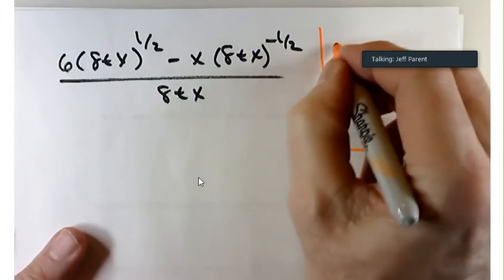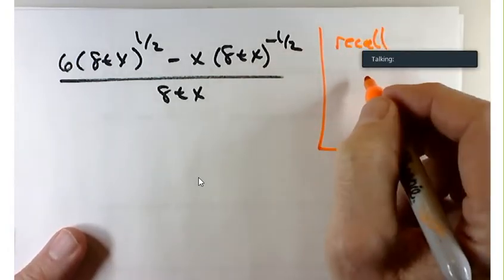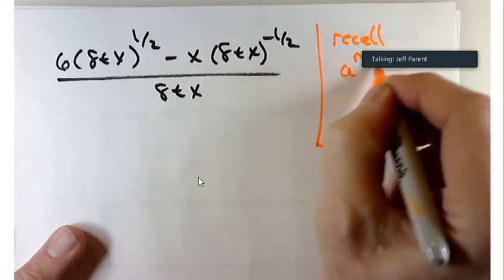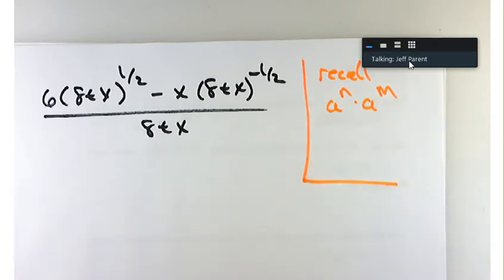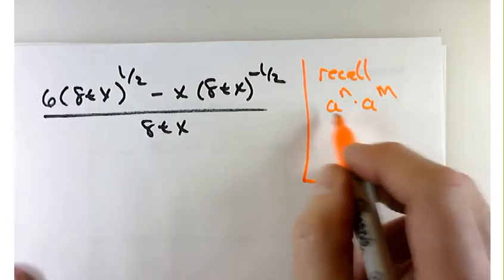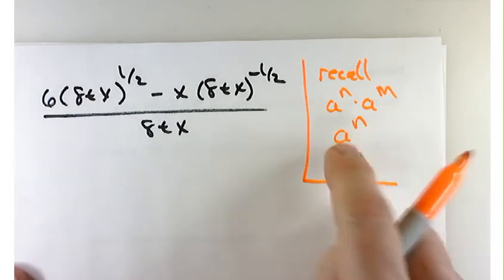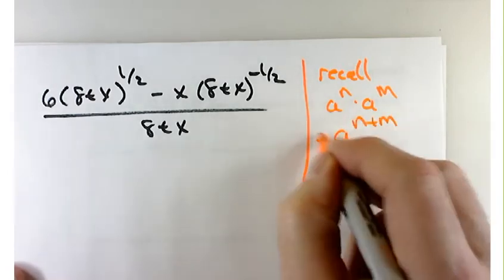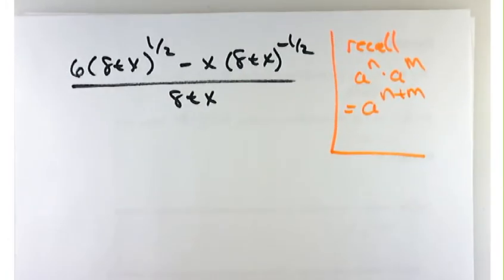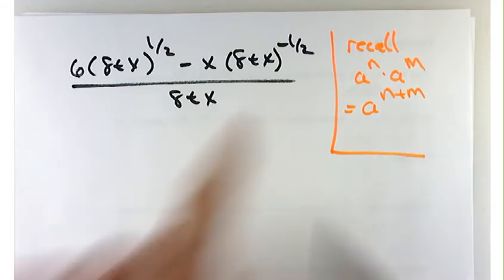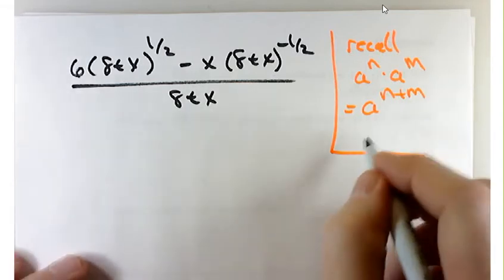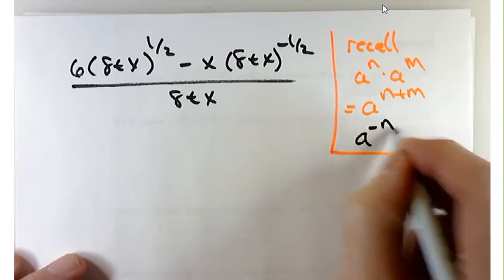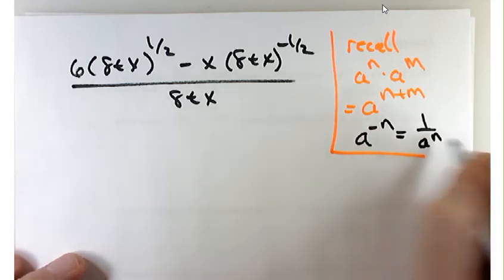I want you to recall that when you multiply two things with the same base, what happens with their exponents? They add. You have the same base, but you add the exponents. So beautiful. Now what we're going to do different this time than we did the last time is I'm going to notice that I've got a negative exponent here. And that's the second thing that I'm going to ask you to recall. If I have a to some negative power, I can write that as 1 over a to the positive power.